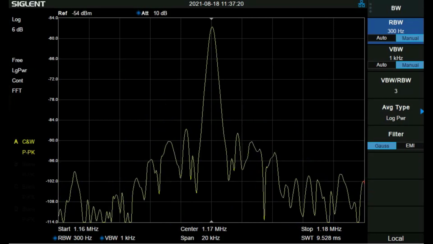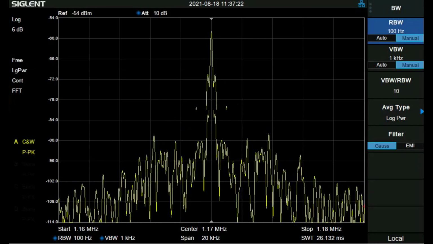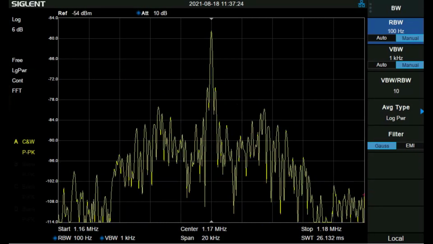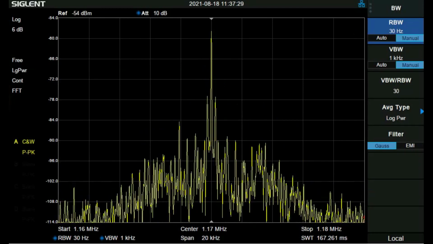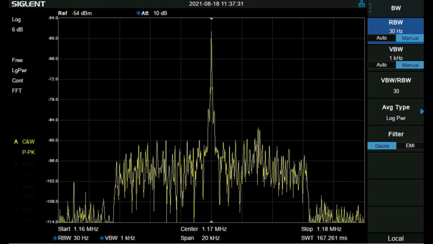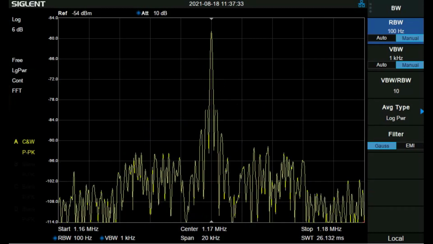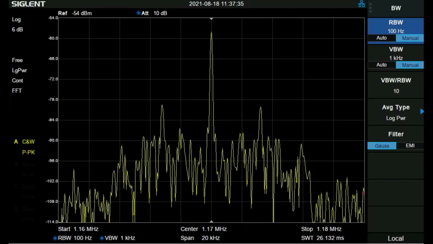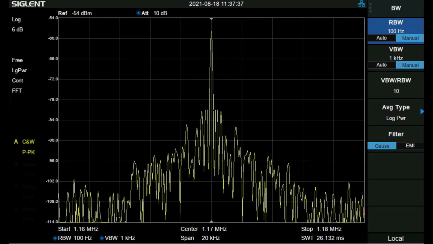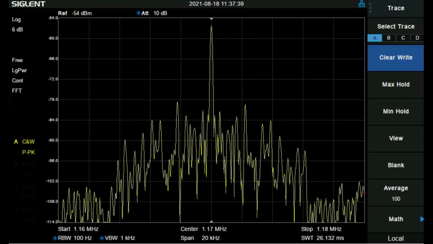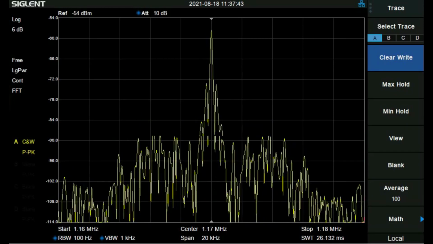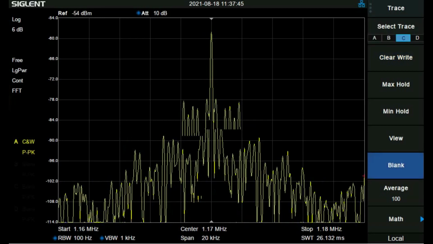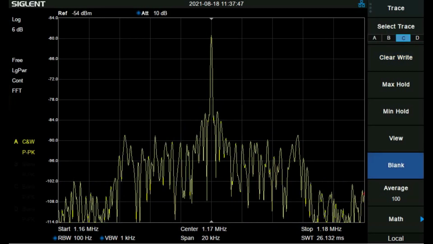If I go down to 100 hertz, you get a bit more detail. If I go much below that, that's 30 hertz, it starts to impact on the sweep speed. So I'm going to go back to 100 hertz because that's plenty good enough. So you can see sidebands there, but the really easy way to pick that out is to add an additional trace. So let's add an additional trace, and we'll put that onto max hold.